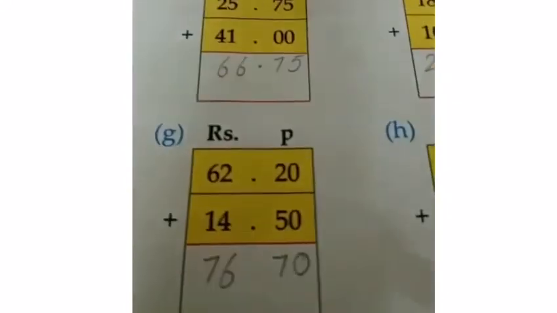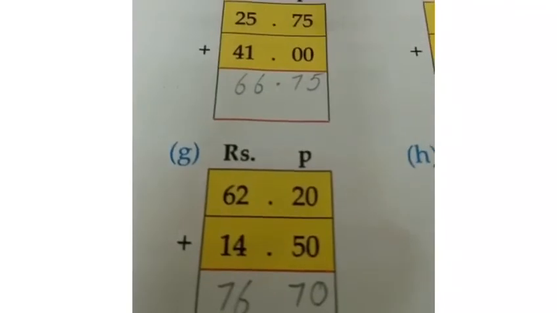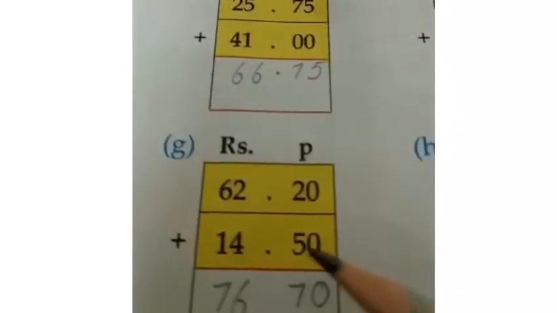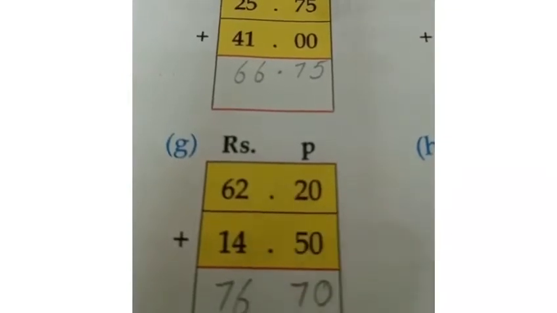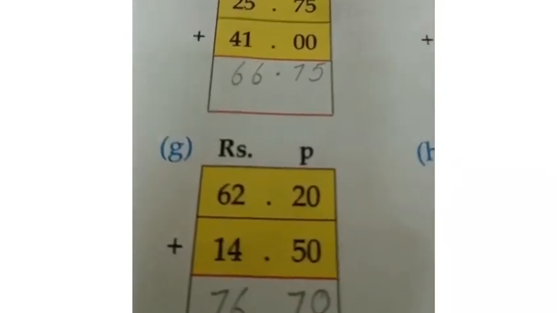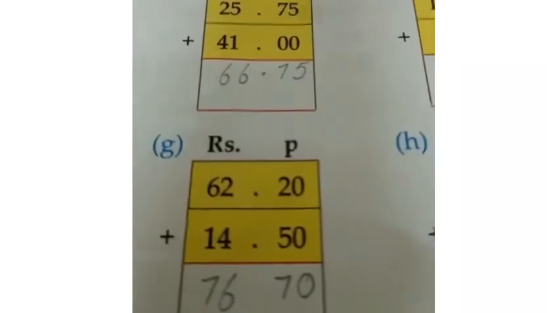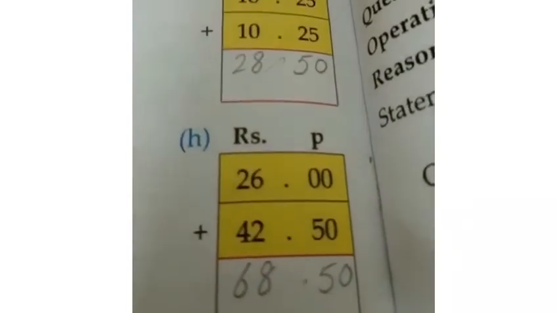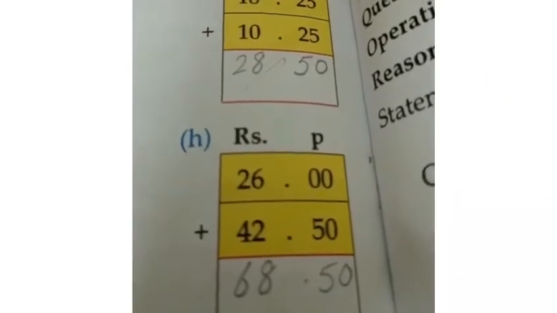Next, G part, 62 rupees and 20 paisas and 14 rupees and 50 paisas. 0 plus 0 will be 0 and 5 plus 2 will be 7, point sign, 4 plus 2 will be 6 and 6 plus 1 will be 7, 76.70.